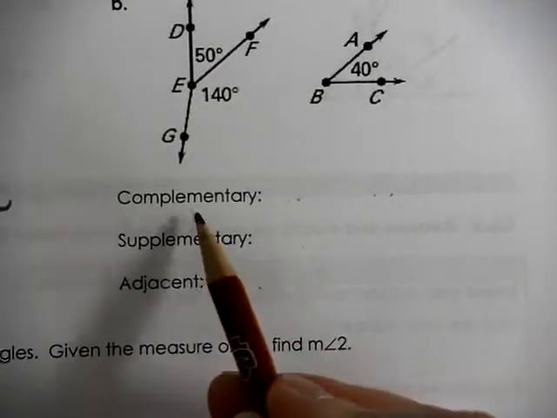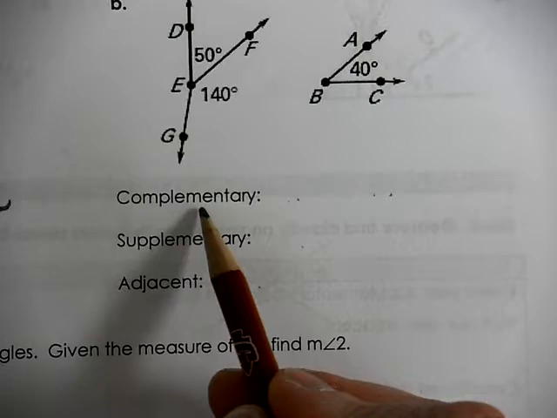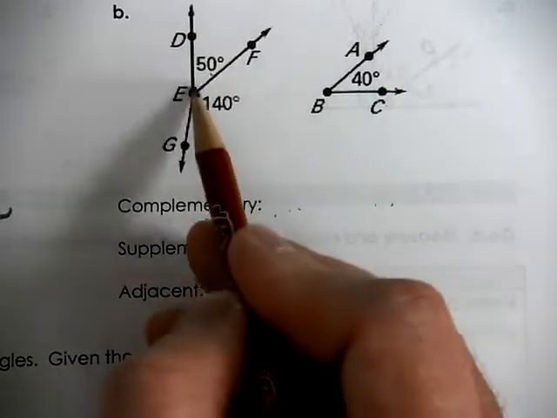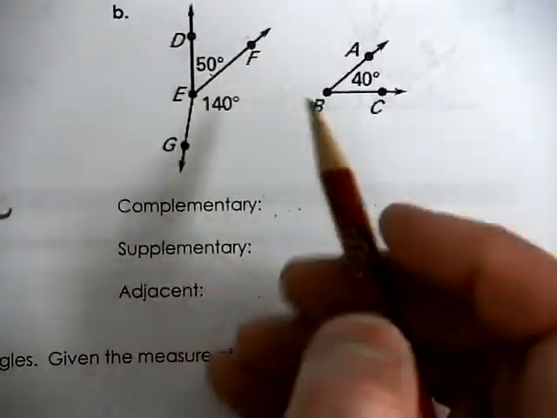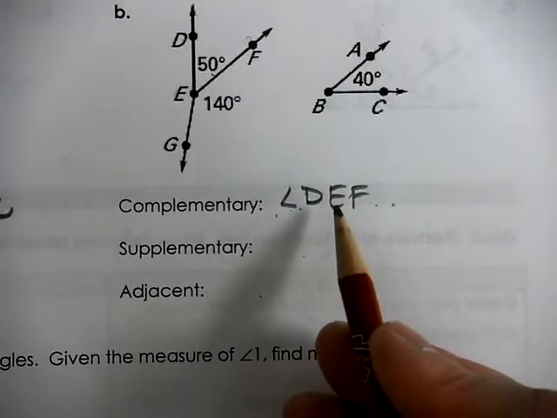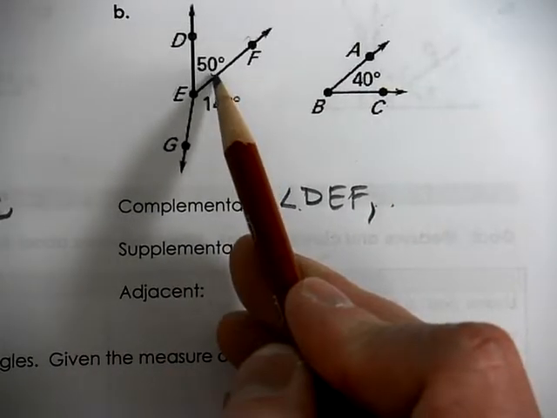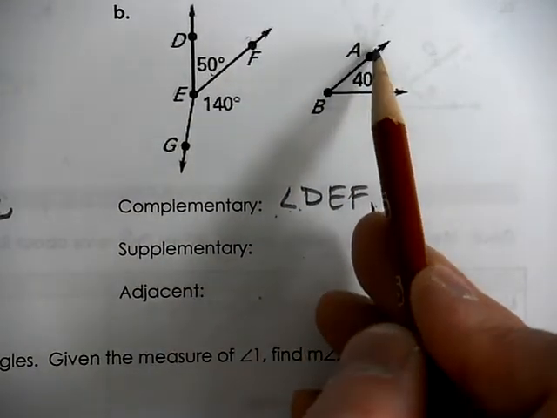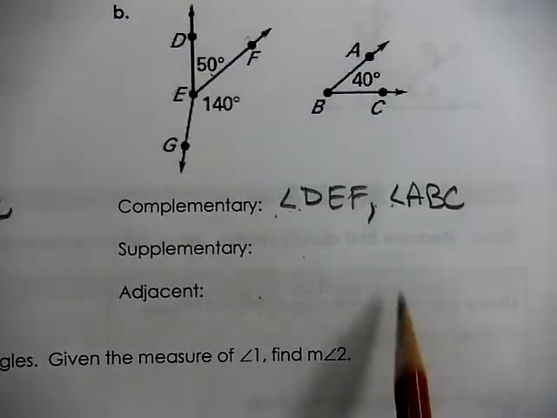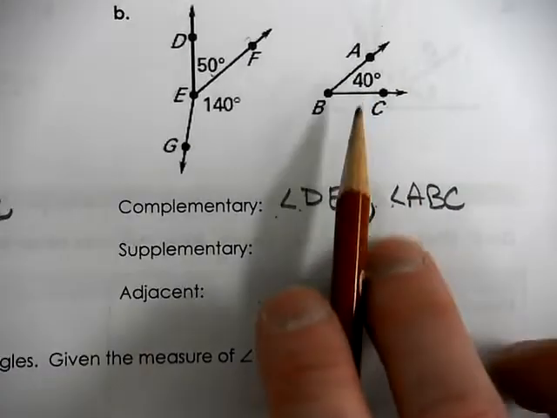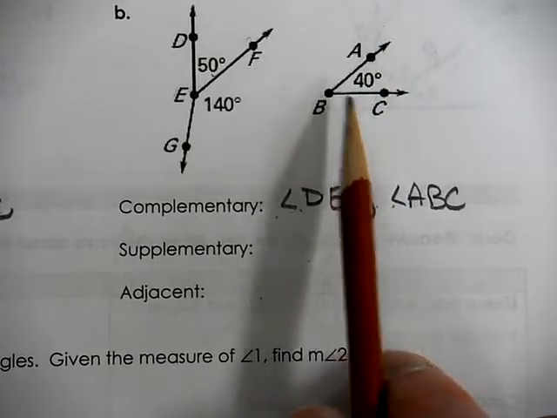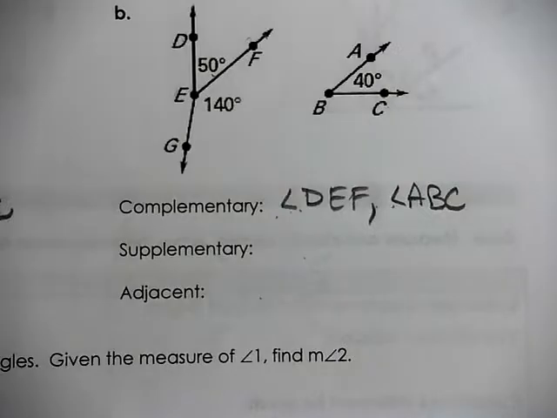All right, we're back. Complementary angles are two angles that add up to 90 degrees. I see the 50 and the 40. So this 50, I can use three letters to name it: angle DEF. The E has to be the middle letter. And then the other angle that's going to add up to 90 degrees, ABC. You could name it with one letter, angle B, because there's no adjacent angles near it, but three letters always works.